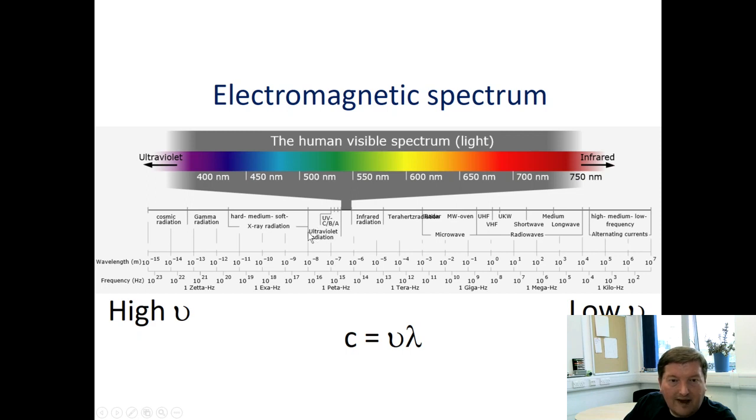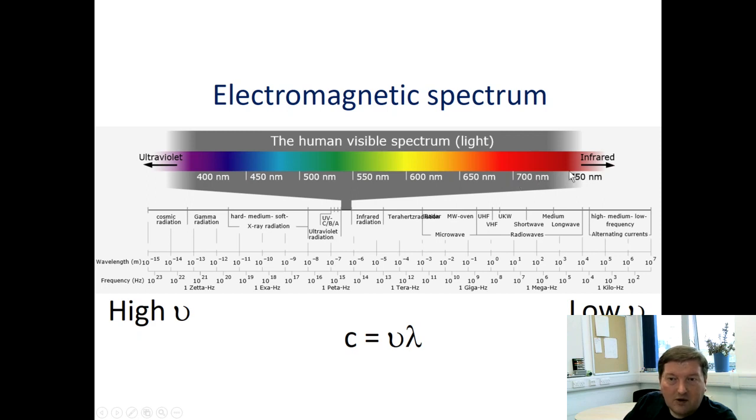And then after UV, you get X-rays, and then gamma rays, and then cosmic radiation. And then going the other way, past red, before you get microwaves, you get infrared. You would have heard of infrared, no doubt, like remote controls. So that's infrared radiation, and that would be a higher wavelength than what we've got here.